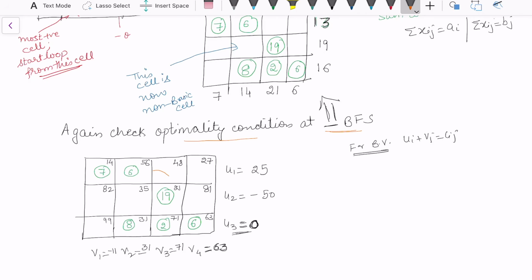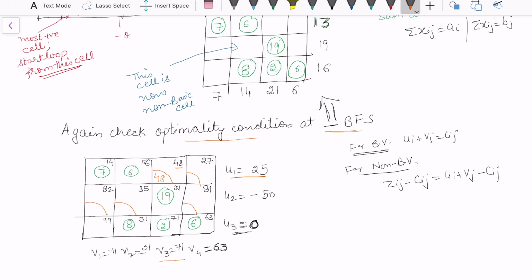For the non-basic cells, I am calculating the net evaluation and writing it here in the same table. What is the net evaluation for a non-basic variable? It is Zij minus Cij, which means it is Ui plus Vj minus Cij. This quantity I am calculating and writing with this color. We already know U1, we already know V3, and we know the cost of 48 also. So when we calculate, the first quantity comes out to be 48.